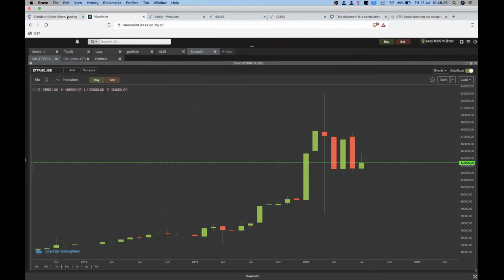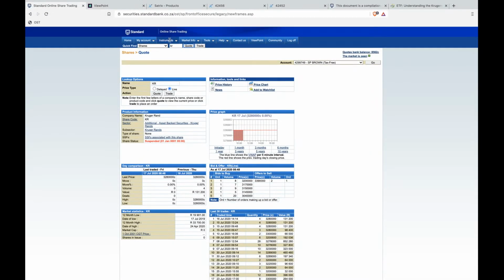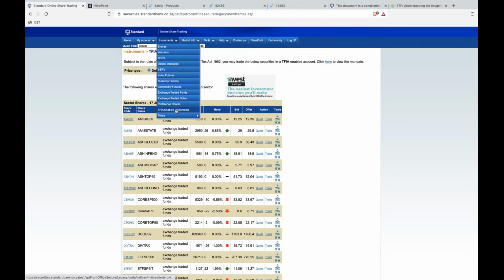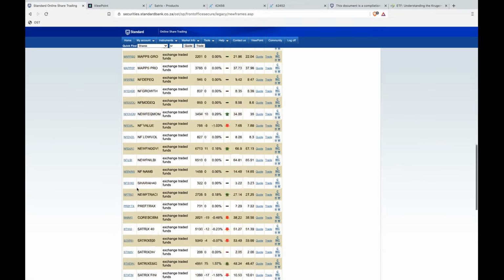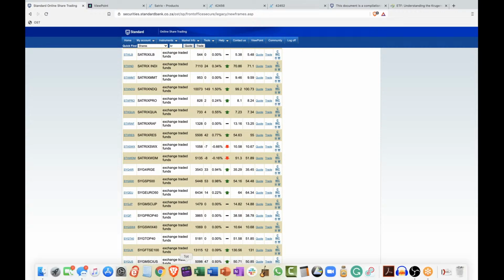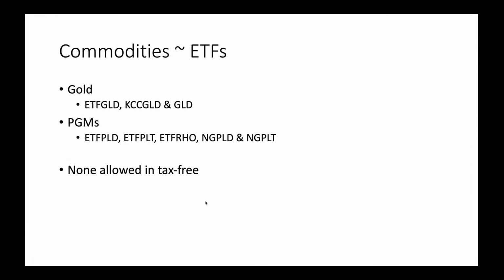Rob, how do you know which ones? I'll show you now. Under instruments, you can click on TFSA enabled instruments. Those are the ETFs, etc., that you are able to buy. They're all ETFs that you are enabled to hold within a tax-free account. And that's not unique to Standard Bank. Those are the ETFs that you can buy in any tax-free account with any broker.